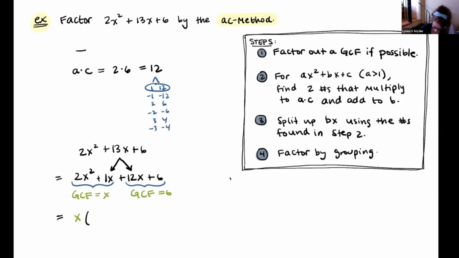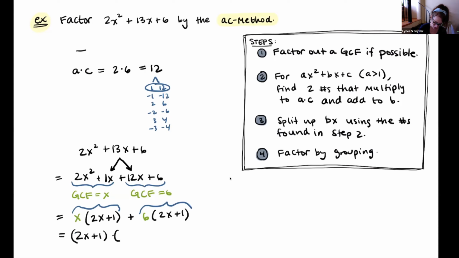So here we've got x times 2x plus 1. Then we've got plus, the GCF here is a 6, so that'll be 6 times 2x plus 1. Again, here's just the equivalent of the first group. Here's the equivalent of the second group. Okay, and then we've got an overall GCF here of a 2x plus 1, and so we can take that out. And what we will have left is x and then plus 6.